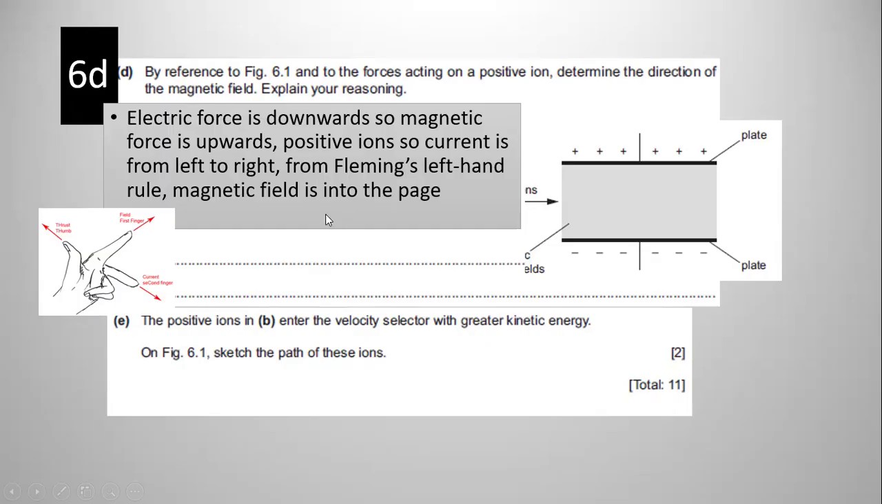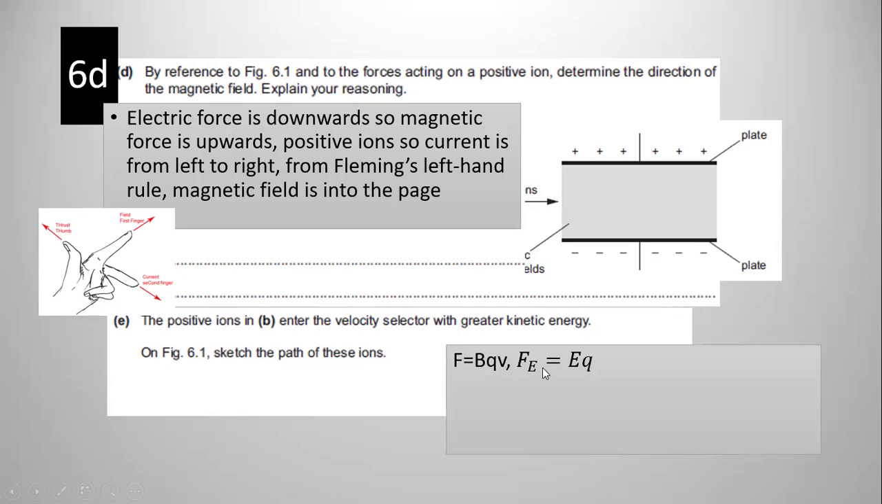The positive ion enters the velocity selector with a greater kinetic energy. Sketch on figure 6.1 the path of the ions. How should it go? That above, should be going up. How to reason it out?